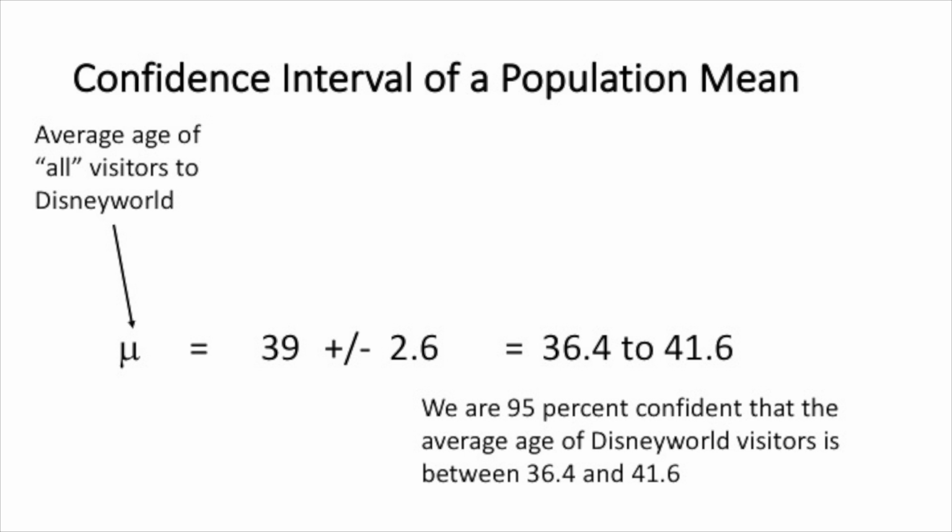This gives us a confidence interval of 39 plus or minus 2.6 years of age. So what we can say here is that our confidence interval goes from 36.4 to 41.6 years. So we are 95% confident that the average age of Disney World visitors is between 36.4 and 41.6 years of age.